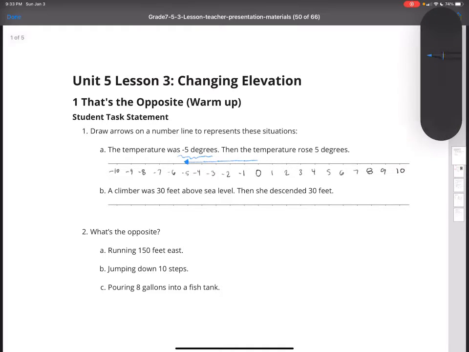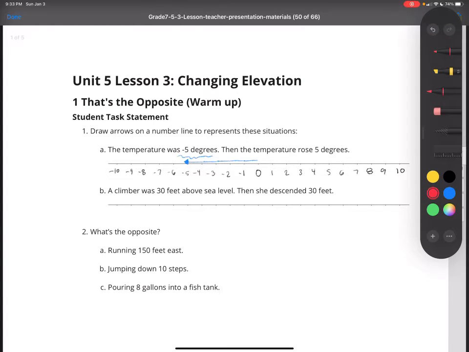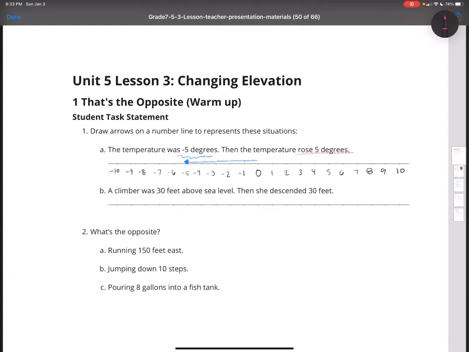Then it says the temperature rose 5 degrees. So I don't want to start at 0. I want to start where I last left off, which is at negative 5. So 1, 2, 3, 4, 5. And I landed at 0.